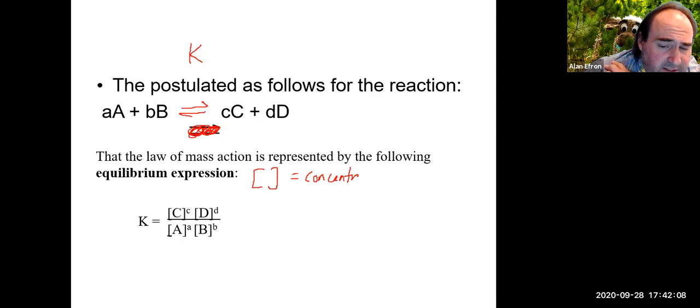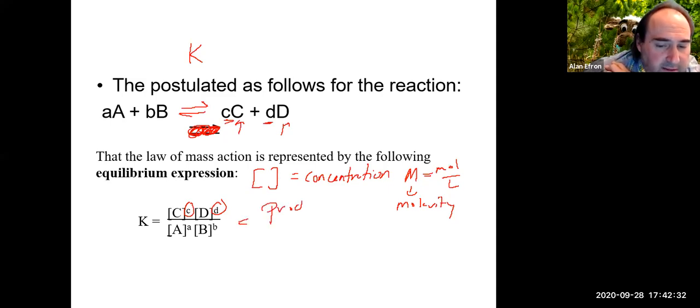And when we talk about concentration, we're usually talking about capital M, which is molarity, which is moles per liter. So that's molarity. So what we do is we take the concentration of our products, so that's C and D, and we take them to their exponents, which is the coefficients, and we divide it by our reactants. So basically it's products over reactants. And K is actually just a number. So K doesn't really have units, it's just a number, but the number does tell us something.